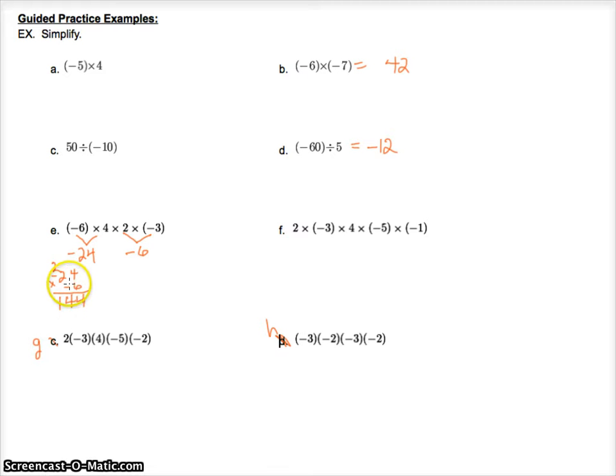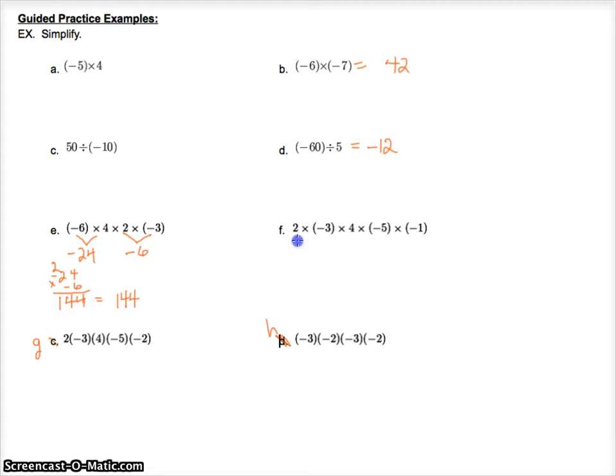Now I've got to count my negative numbers. 1, 2 negatives, so it's positive 144. Most excellent. Let's look at a different one. Let's look at letter F. In letter F, I've got a similar problem, but I've got an extra number at the end.